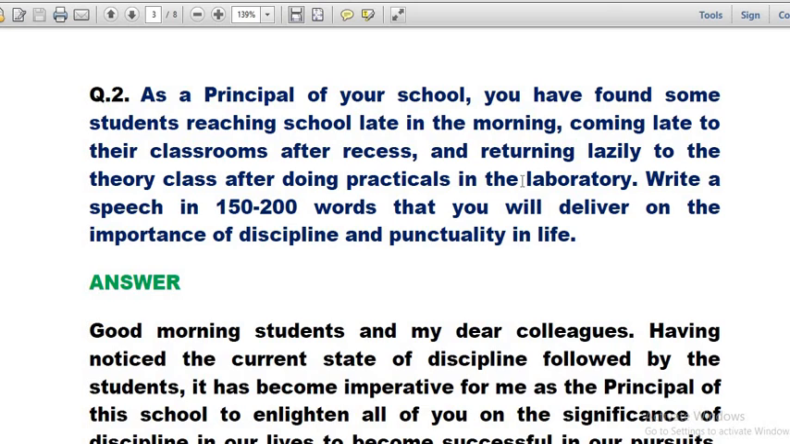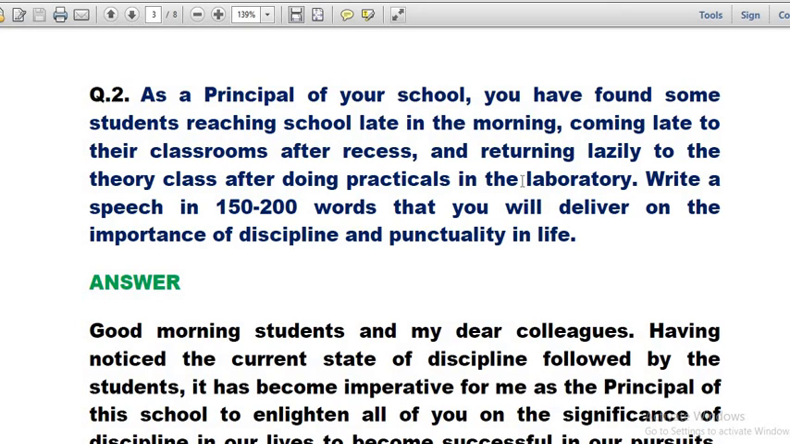Being the principal of your school, you have to write a speech, and the word limit this time is 150 to 200. You will deliver it on the importance of discipline and punctuality in life. Obviously you will be delivering it in the school assembly, and your speech will be related to the importance of discipline and punctuality in life.